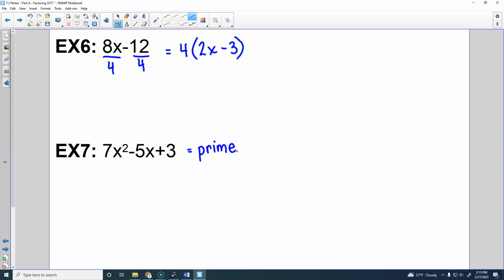Okay, a prime number is only divisible by 1 and itself. So a prime expression right here cannot be broken back apart, right? It can't be divided by anything there. So you could just say that that's prime. Okay, all right, questions?